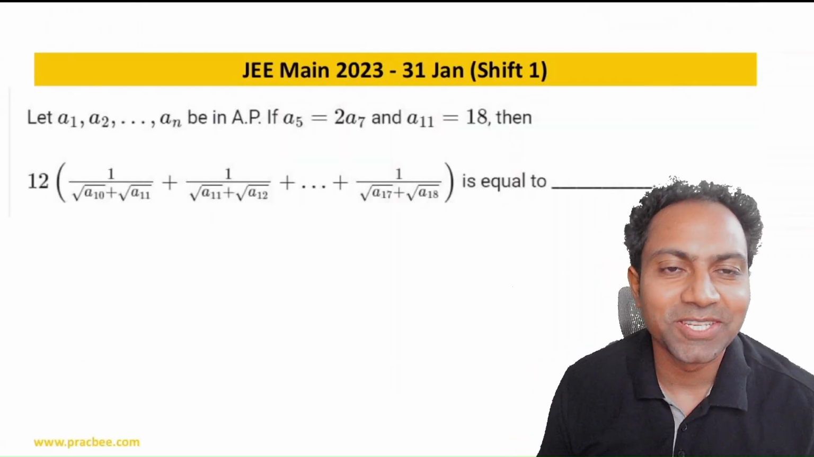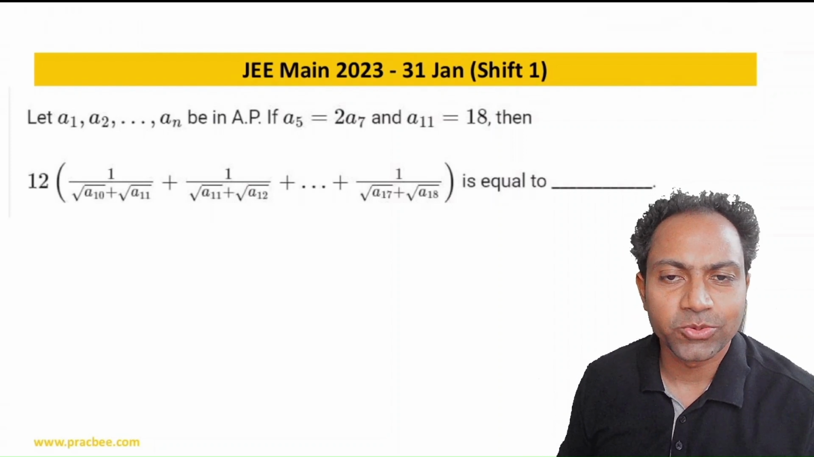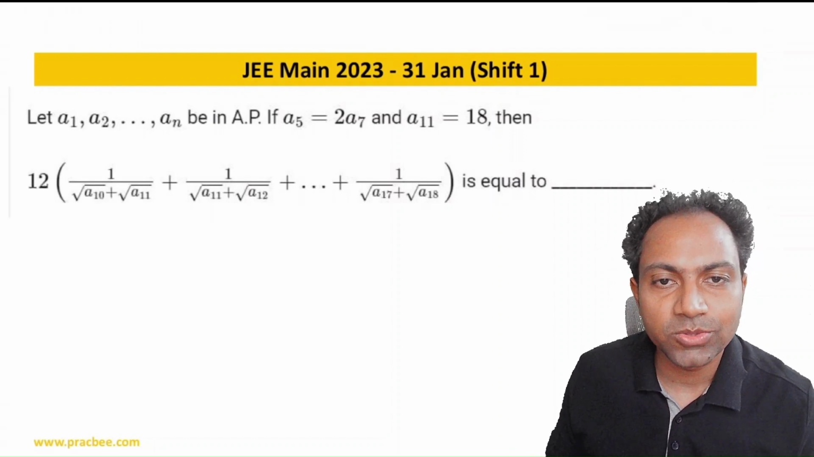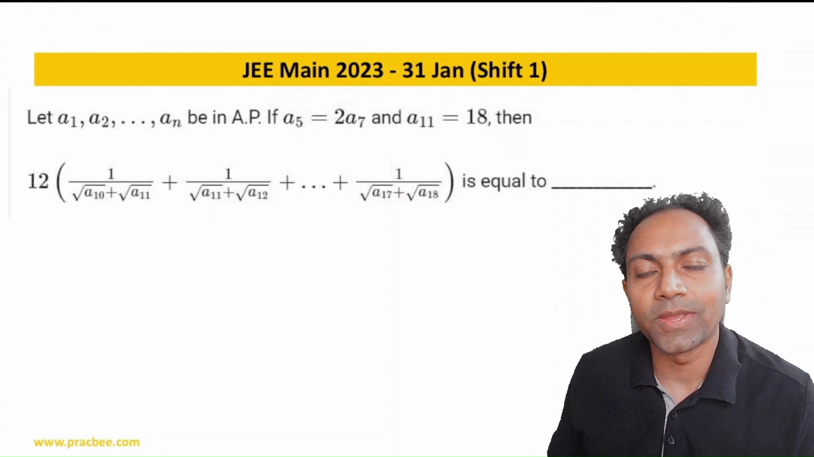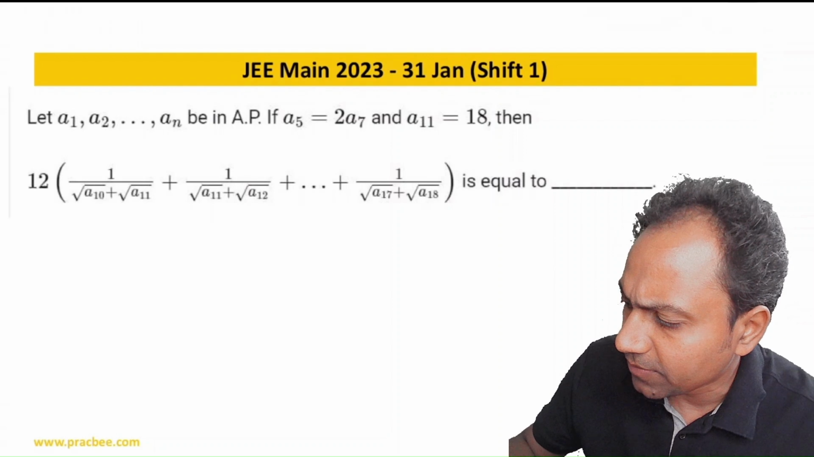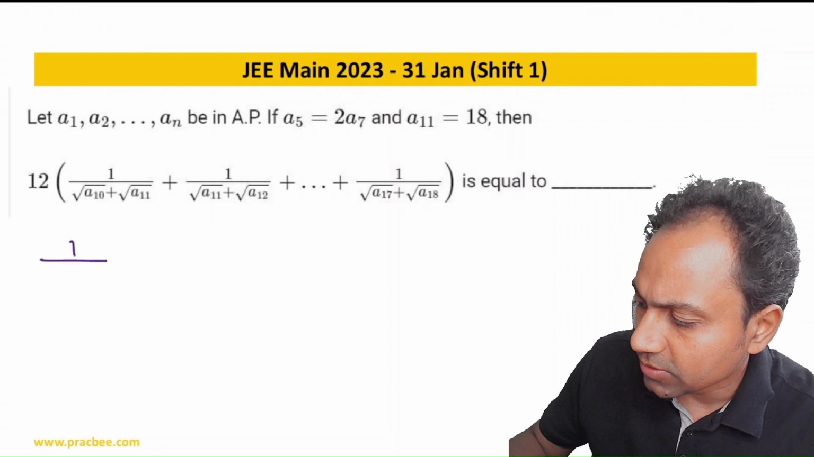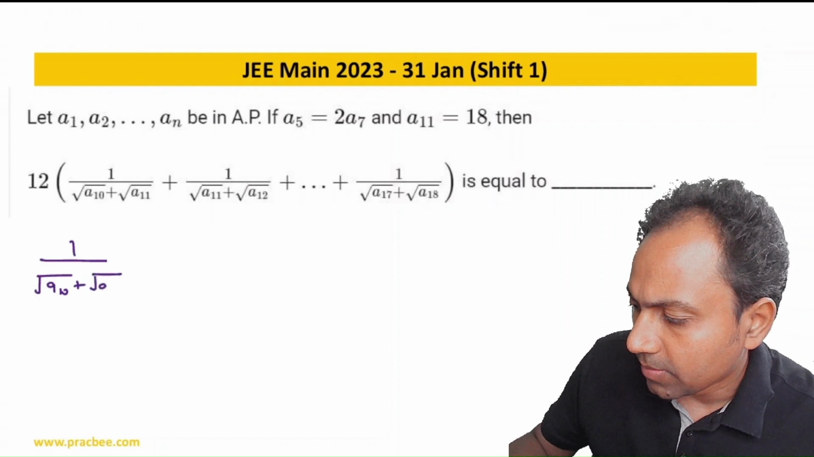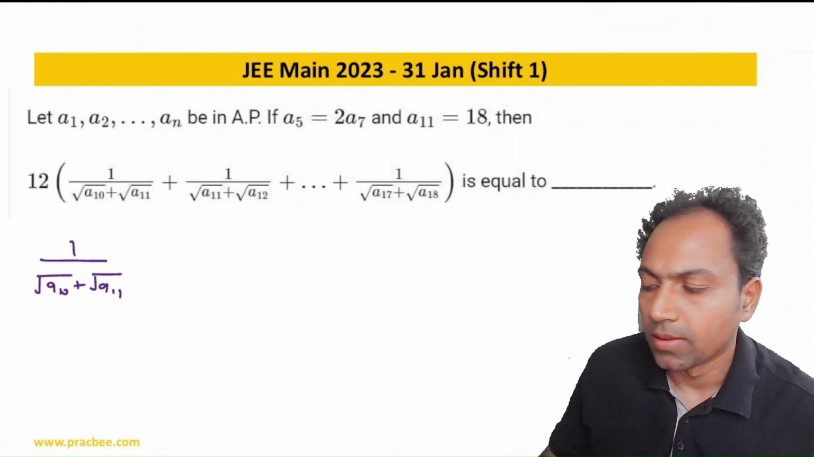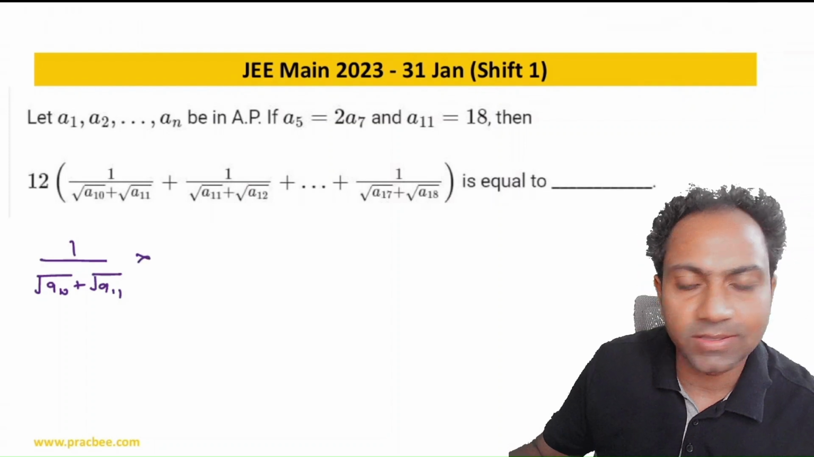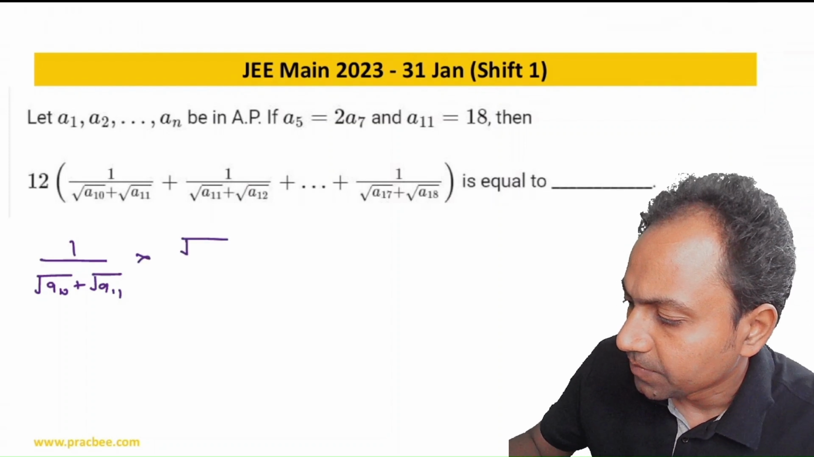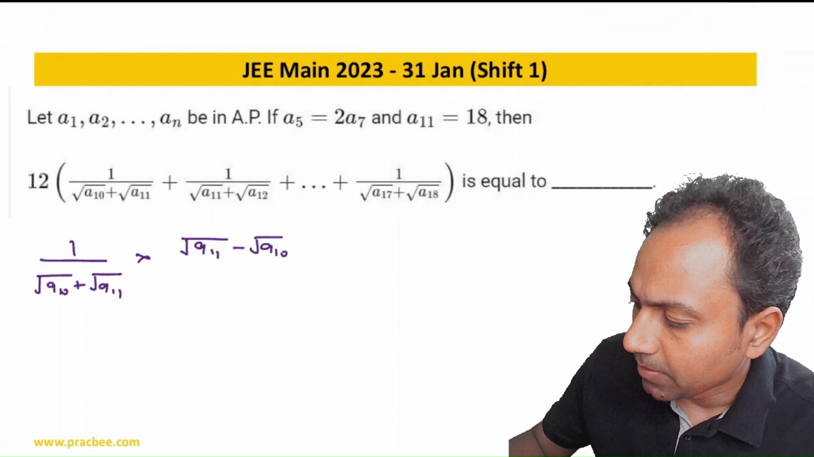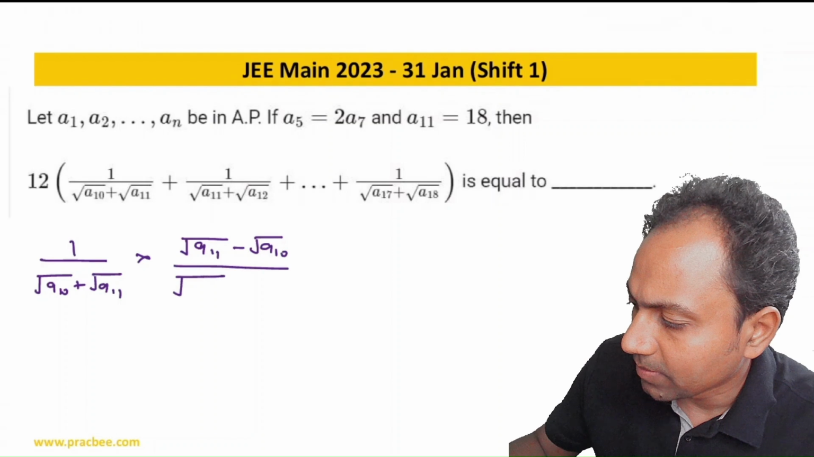This next question came in JEE 2023. In this question, again, it is based on an earlier question that also came in JEE Advanced. So in this question, we are going to see what is the basic core concept behind it. If you observe the first term, it is root of A10 plus root of A11. Now, once you have this, you can rationalize it. So if I rationalize it, it becomes root of A11 minus root of A10 by root of A11 minus root of A10.